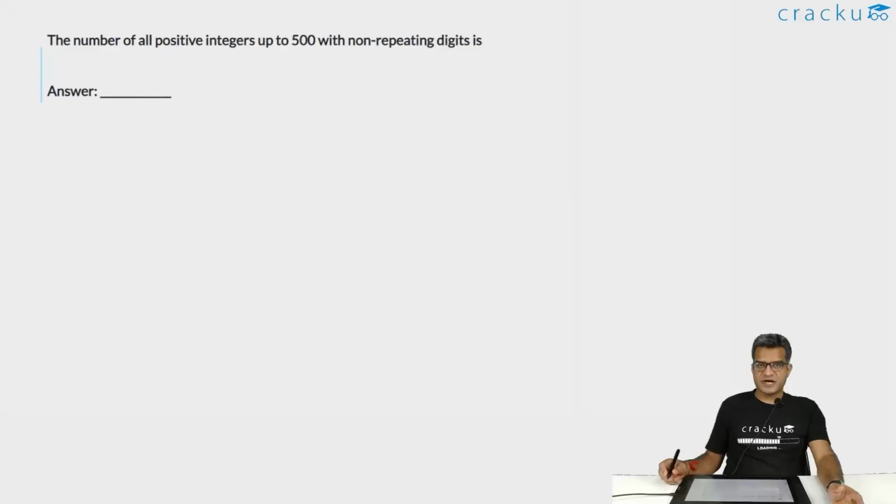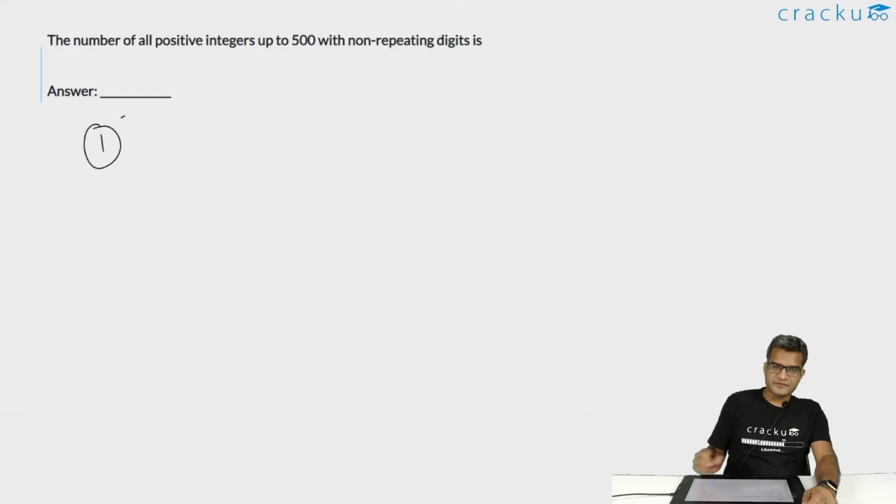In this question, we are asked to calculate the number of all positive integers up to 500 with non-repeating digits. If you are looking for single digit numbers, the positive integers, all of them will have distinct numbers because all of them have only one digit, and there will be 9 of them, which is 1, 2, 3, 4, 5, 6, 7, 8 and 9.